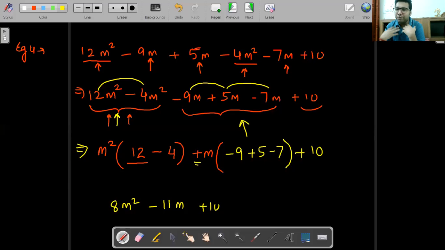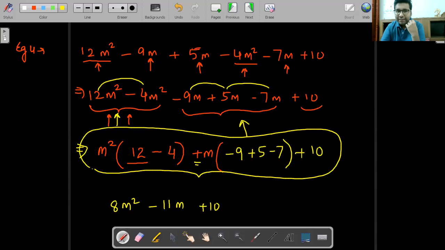But what I am trying to do is show you from where these things are happening. This is the inside machinery. Try to understand. You can find this directly by solving the like terms in your mind, but actually how the answer came is by taking common.